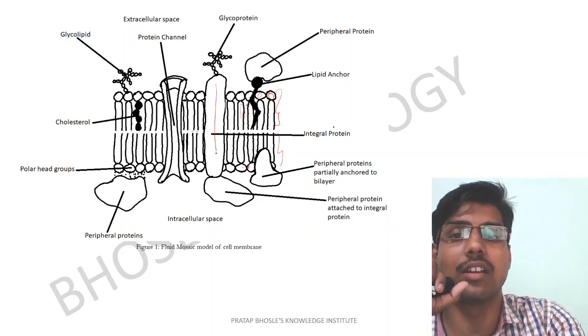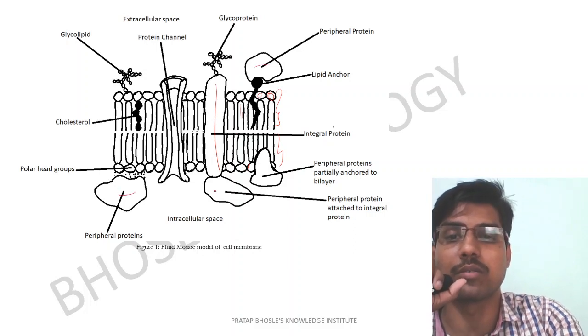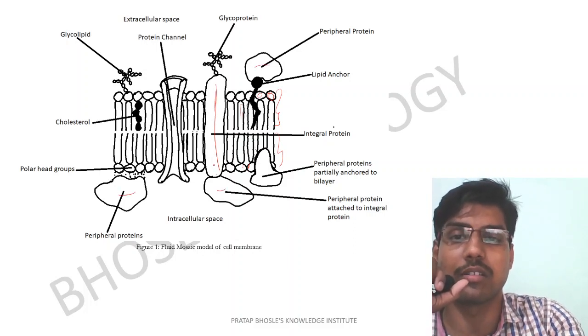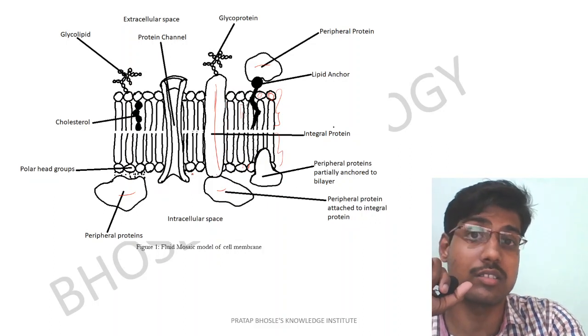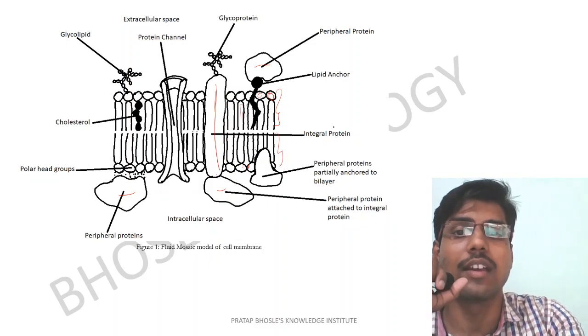It has integral proteins and peripheral proteins. So this is an integral protein. Why? Because it has crossed this lipid bilayer throughout. It is also called a transmembrane protein because it has direct contact with the hydrophobic core of the bilayer.